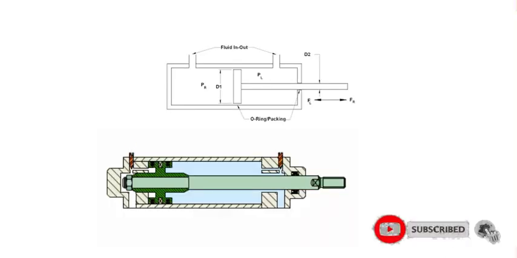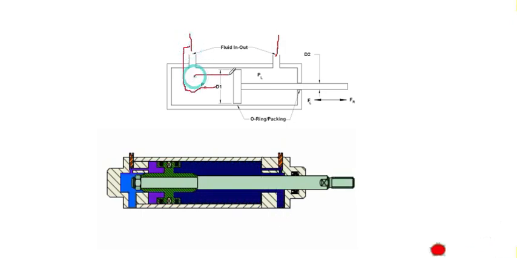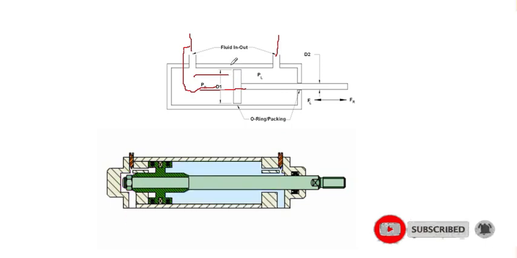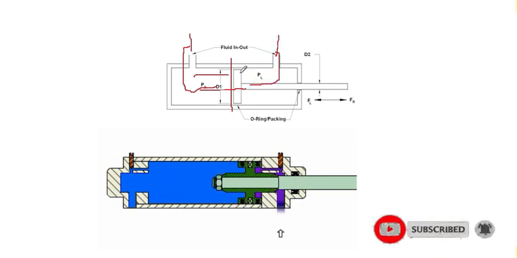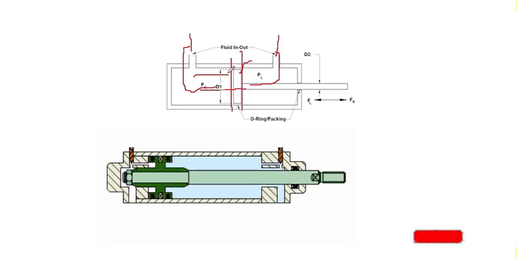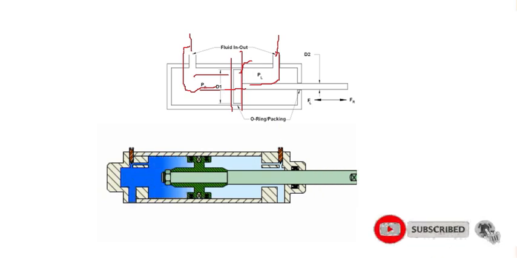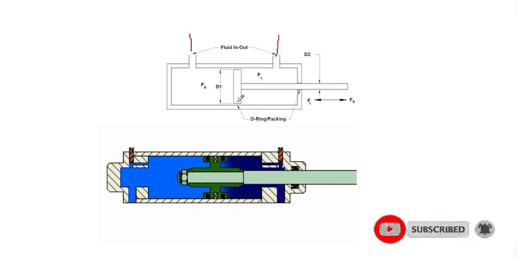I have a cut section view of a cylinder to explain. These both are inlet and outlet. The fluid enters from this inlet and creates a pressure over this surface. Also fluid comes from this inlet and creates pressure on this flat. While forwarding, it will create pressure on this face, and while returning, it will create pressure on this face. And we have a rod, cylinder rod, piston rod.